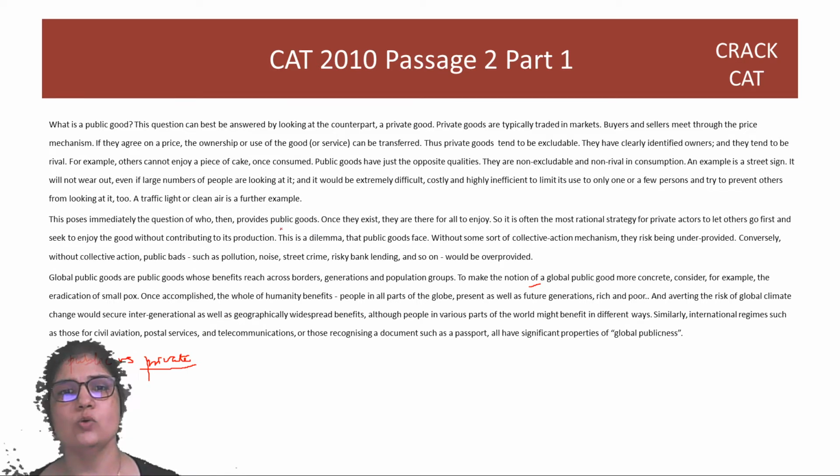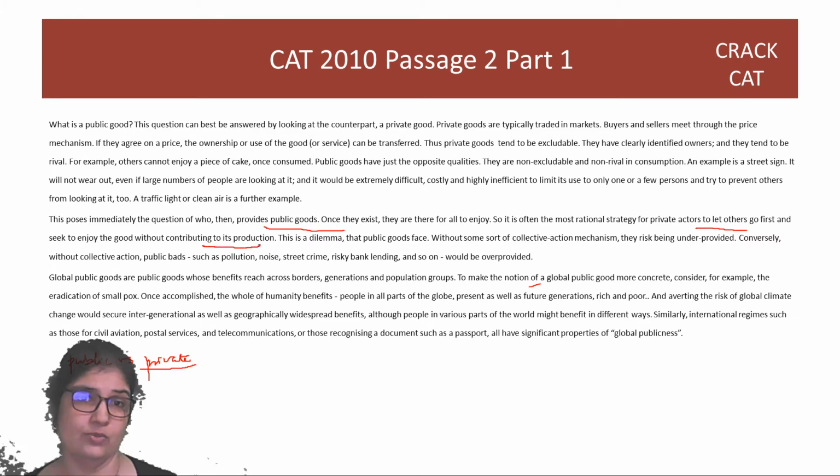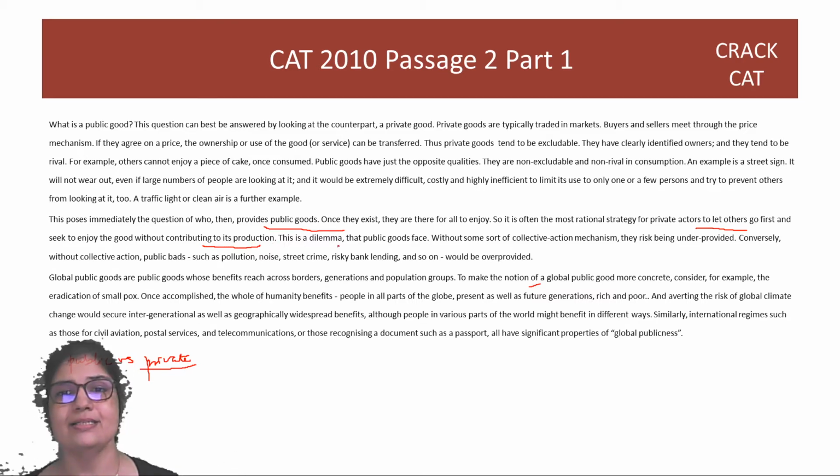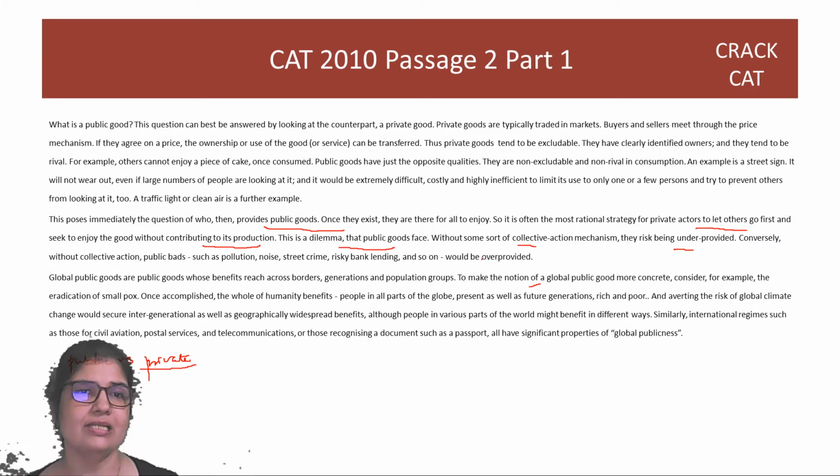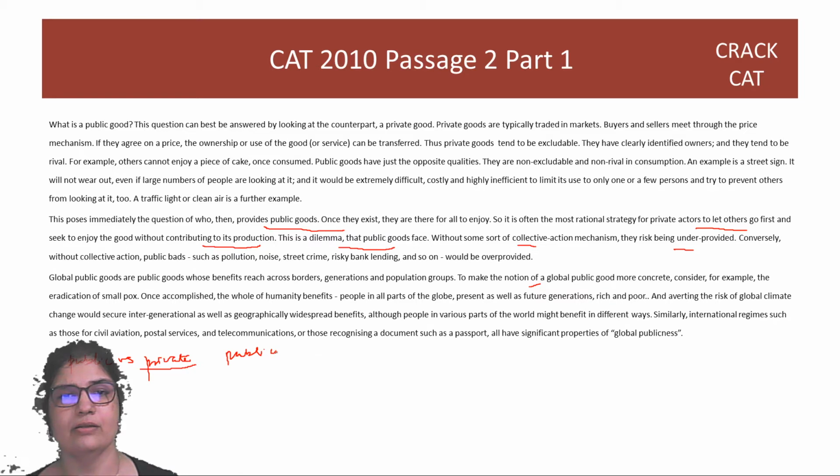Then the second one says, who provides public goods? They are there for all to enjoy. So, for private actors to let others go first and seek to enjoy the good, obviously, all of us are private actors, actually, guys, individuals. So, we are not going to go ahead and produce it. If it's already there, we'll enjoy it first. This is a dilemma that public goods face. Without some sort of action, the risk is being under-provided. Conversely, without collective action, public bads can become over-provided if nobody's checking it.